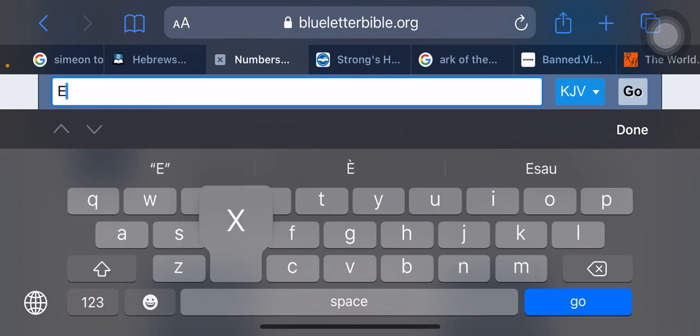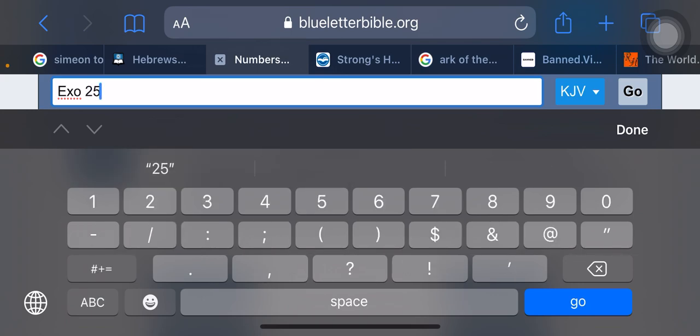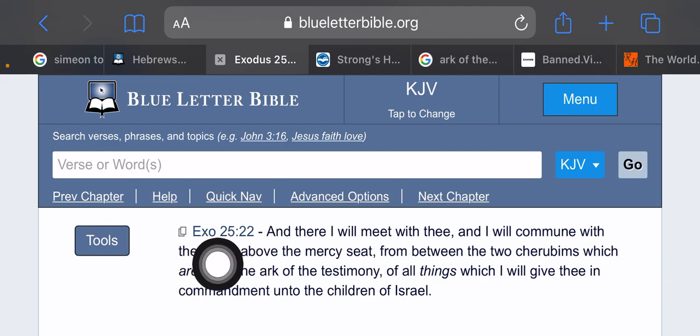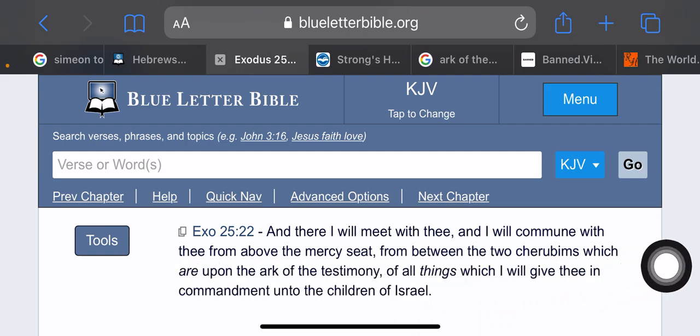This is the book of Exodus chapter 25 verse 22. "And there I will meet with thee, and I will commune with thee from above the mercy seat, from between the two cherubims which are upon the ark of the testimony, of all things which I will give thee in commandment unto the children of Israel."